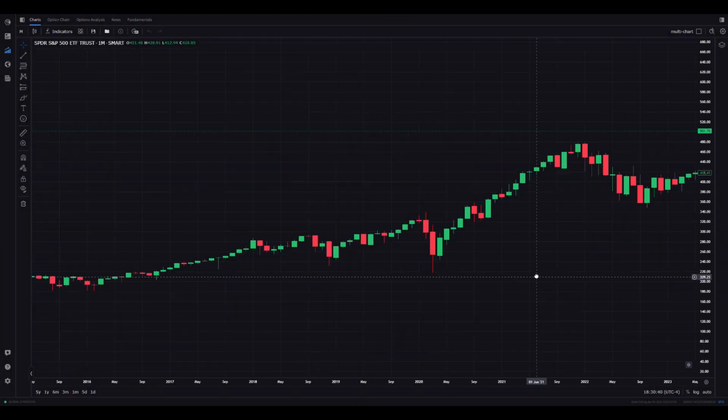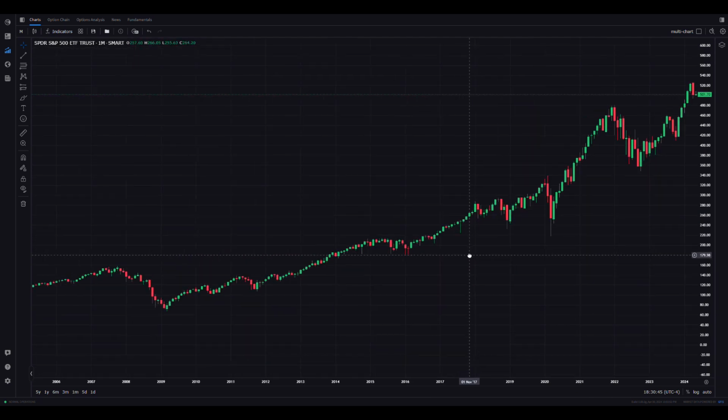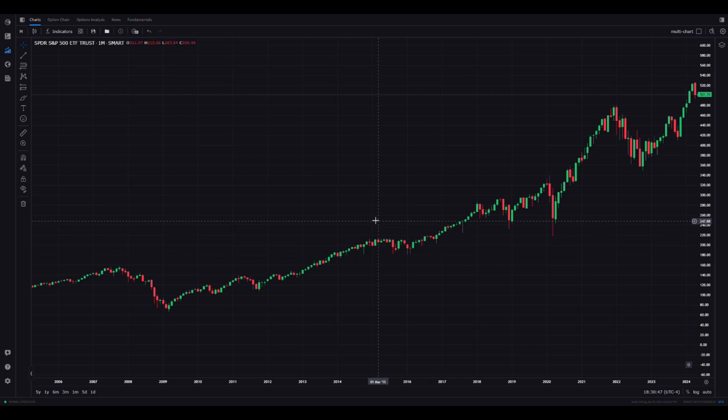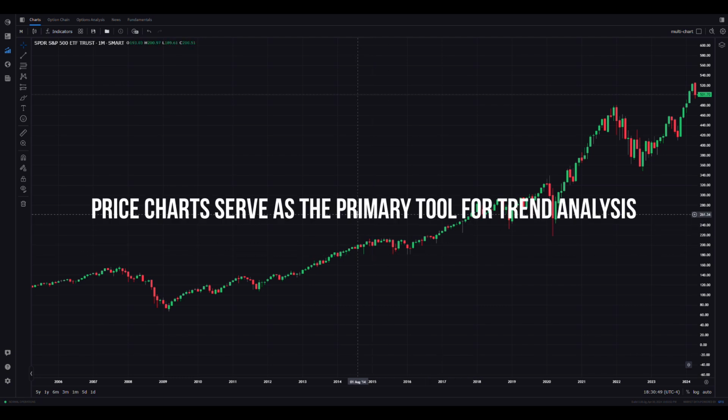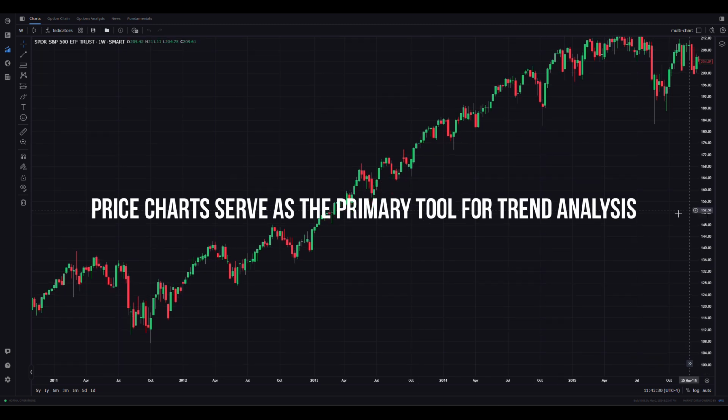Interpretation of price charts. Identifying trends. Identifying trends in price movements is a fundamental aspect of technical analysis. Price charts serve as the primary tool for trend analysis, allowing traders to discern patterns and tendencies over time.